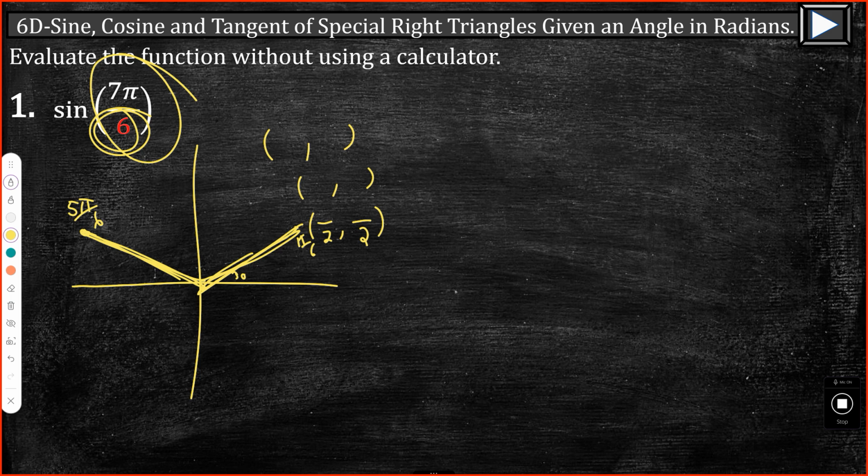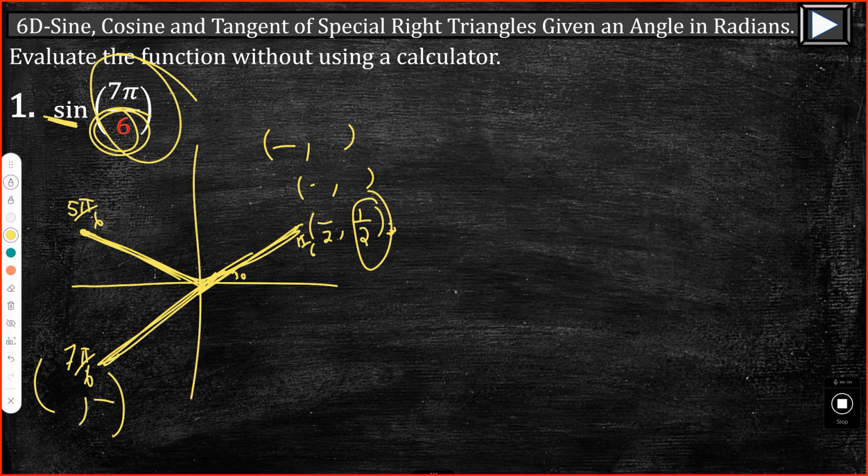5 pi by 6, nope. But if I go down over here, this one would be 6 plus 1 is 7 pi by 6. So the sine is the y value: square root of 1, square root of 2, square root of 3, 1 half, so it's going to be this one. The y value is negative, so the answer is negative 0.5.